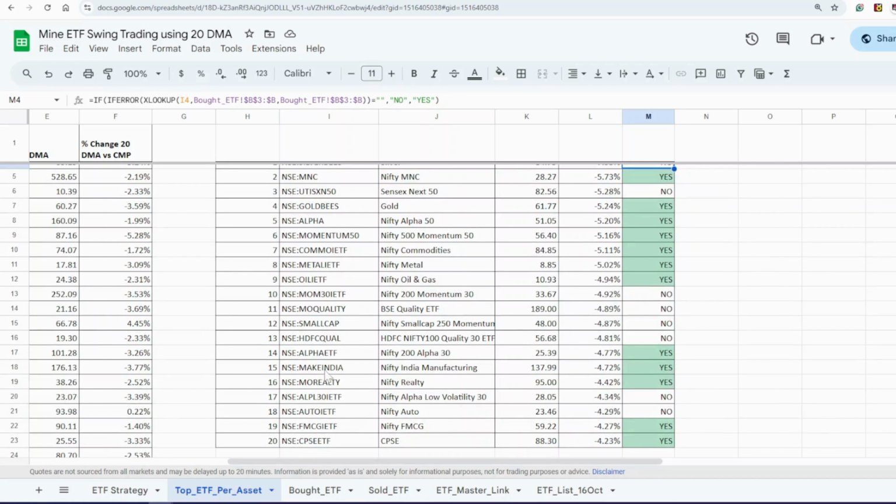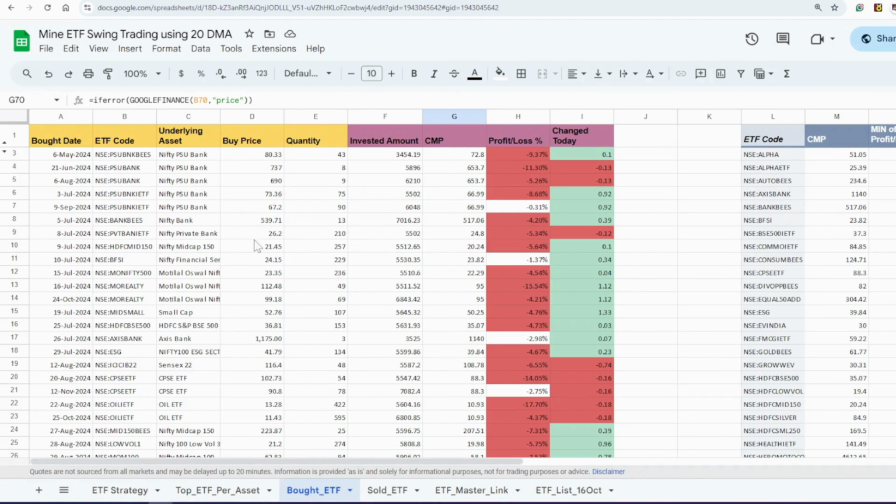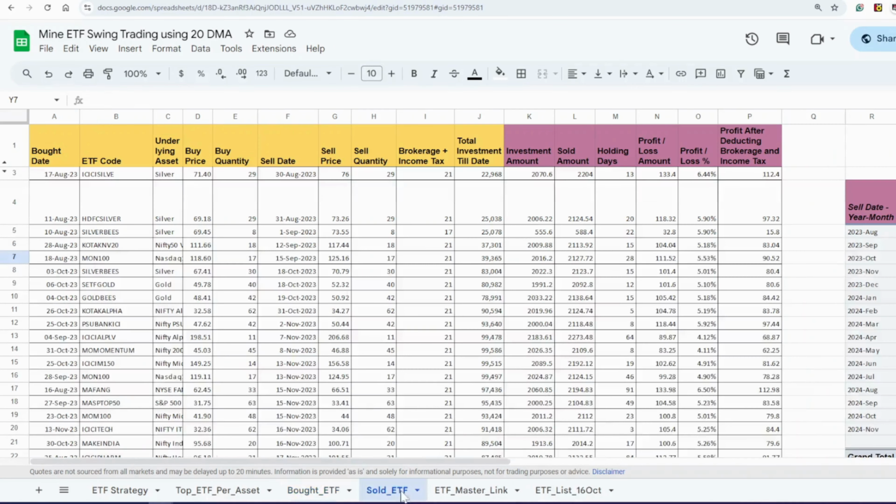Okay, so let me go to the bought ETFs. So this is my bought ETF list. Let me go to the sold ETFs first. Let me show you that I started this ETF Ki Dukan, or ETF shop, from 17th August 2023. So that means it's been more than 15 months that I have been doing this. So this is not a new thing. I'm not doing it just now.